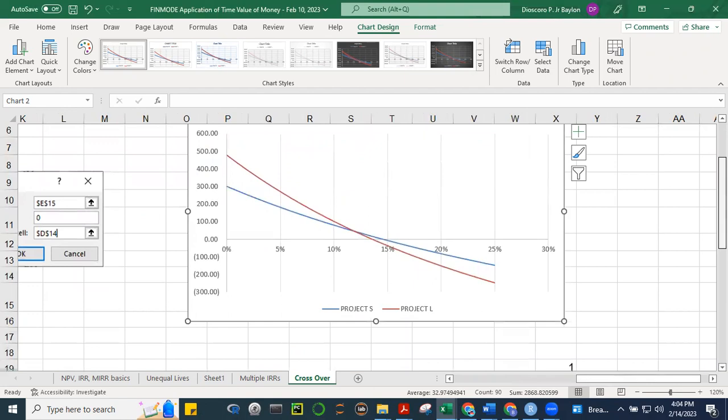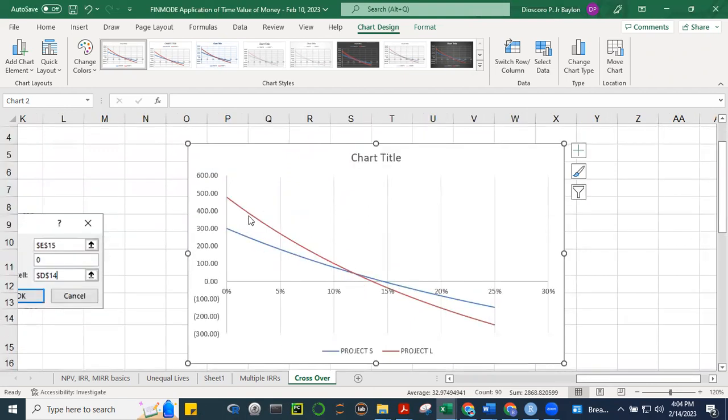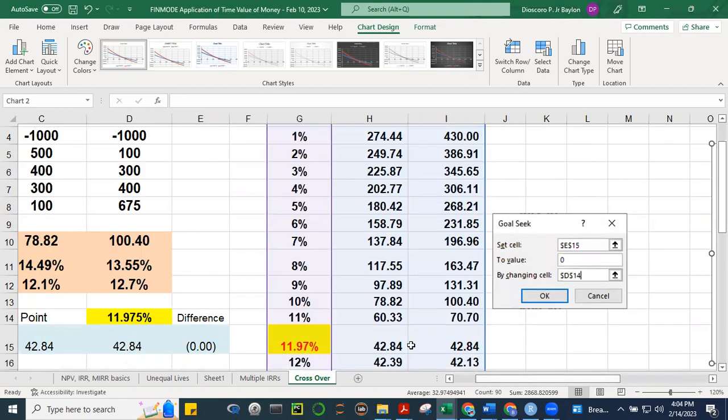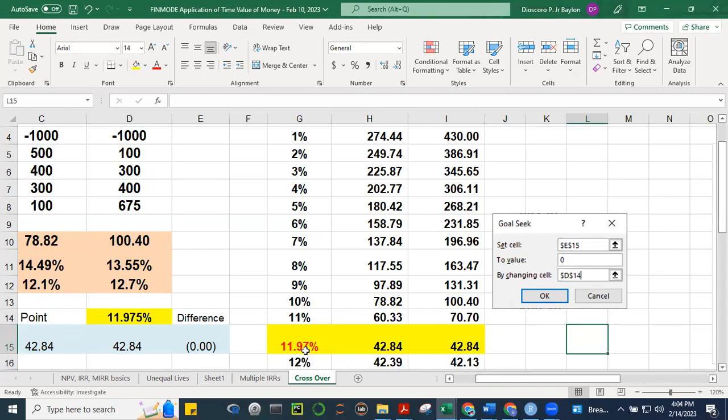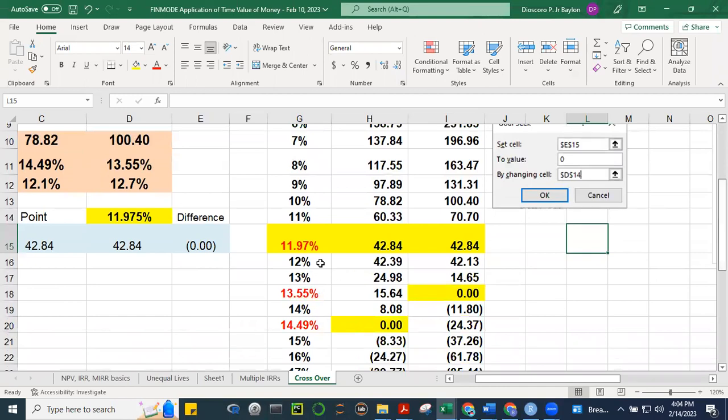But below 11.97, below this one, our choice is Project L. Di ba? So below 11.97, mas maganda si Project L. Kasi mas mataas yung NPV niya. Take a look. Below 11.97, okay, Project L will always be greater than Project S. However, beyond 11.97%, mas mataas na si Project S.